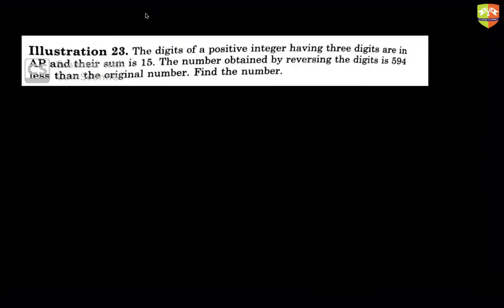Yes, please do this. So basically the digits of a positive integer having 3 digits are in AP and their sum is 15, and the number obtained by reversing the digits is 594 less than the original number. Find the number. No, whoever has registered with the name of Mac, that is not the right answer. I think your digits are correct, but you have not written it in a proper way. That's right, Netra, that's right. Now that's correct. Ravi Kiran also.